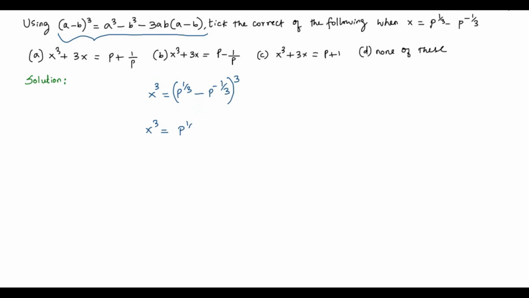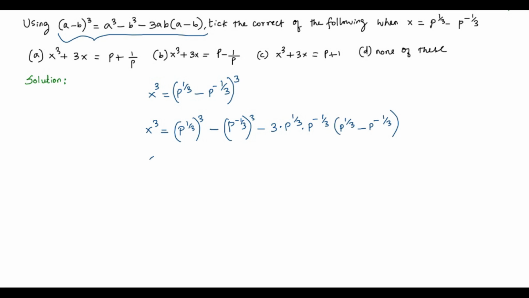So a cube means that is (p to the power of 1 by 3) whole cube, minus b cube means (p to the power of minus 1 by 3) whole cube, minus 3 times p to the power of 1 by 3 times p to the power of minus 1 by 3 times (a minus b), that is p to the power of 1 by 3 minus p to the power of minus 1 by 3.